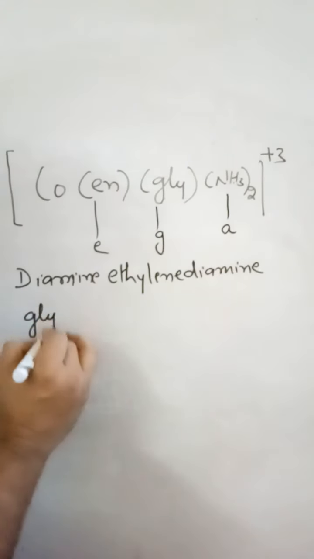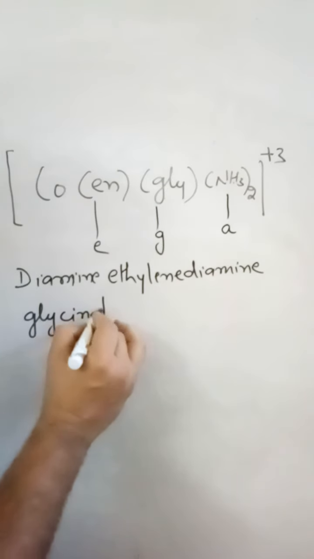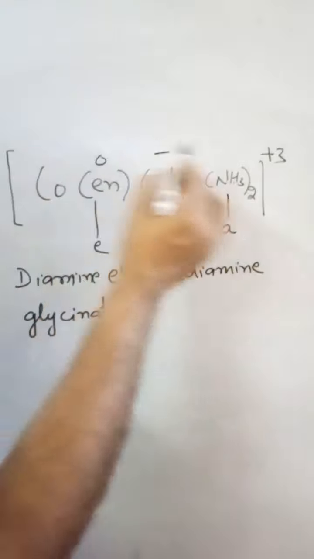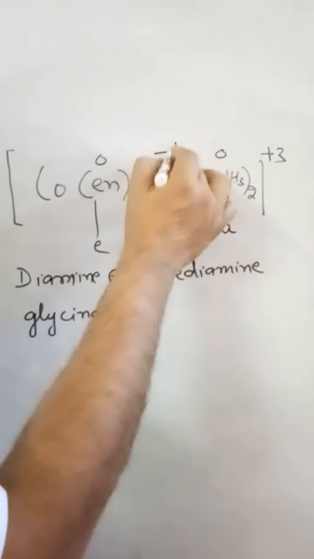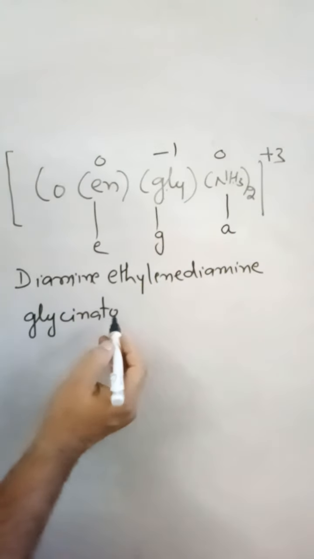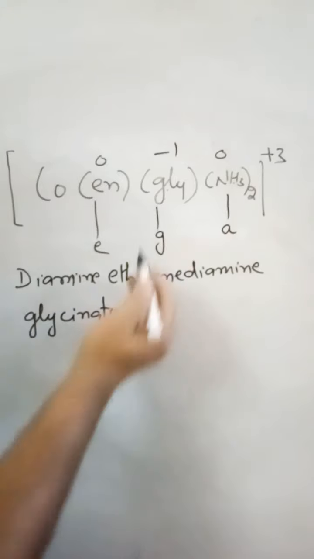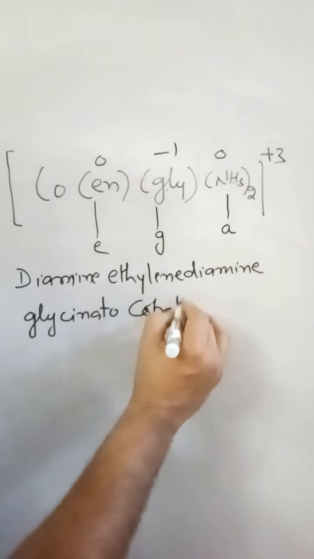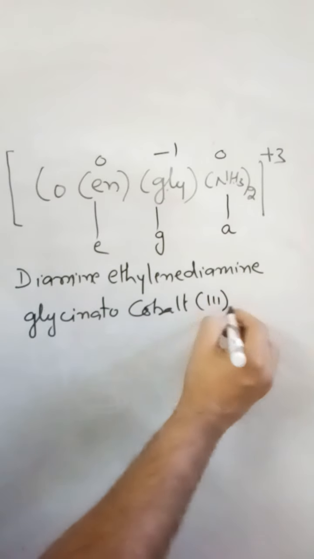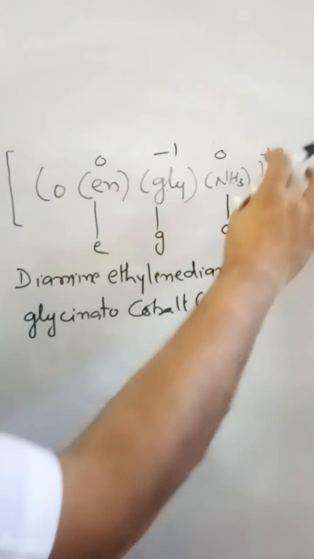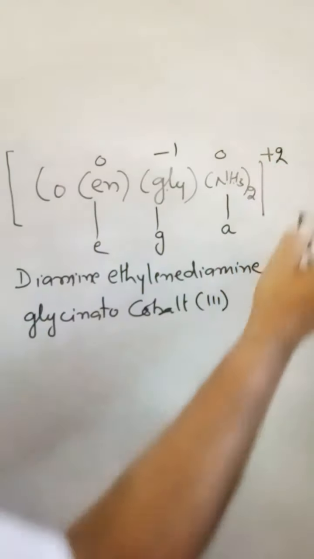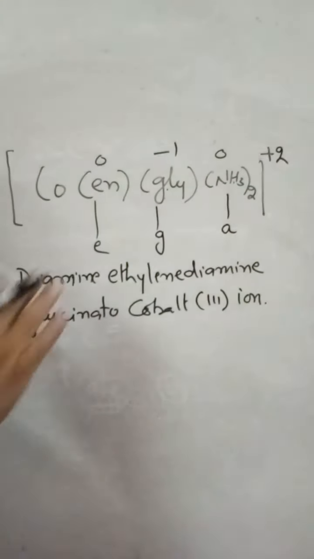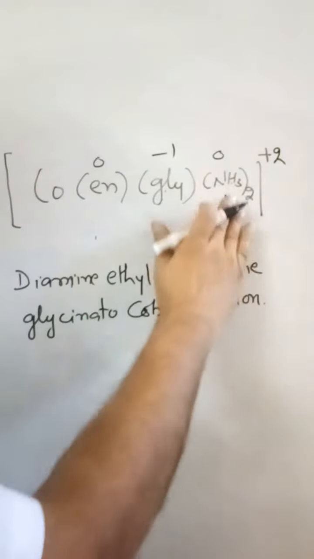For gly it is glycinato. Why -ato? Because this ligand is negative, it carries a -1 charge. So the word is glycinato, with o for this negative charge. Then cobalt, state is 3. Now this carries a +2 charge, so +3 ion. Okay? So this is the name of this compound.